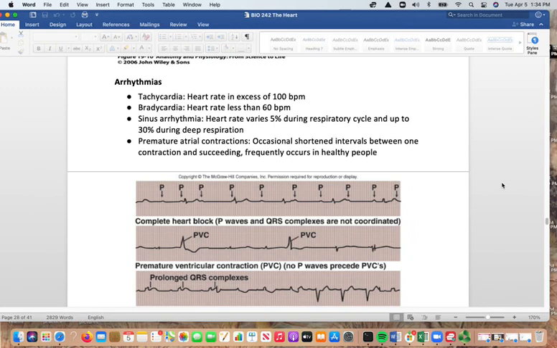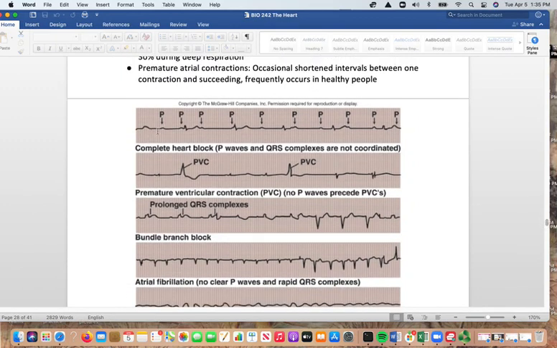So when we see sinus arrhythmia, the heart rate varies about 5% during the respiratory cycle, and it can vary up to 30% during deep respiration. With premature atrial contractions, we'll see the occasional shortened intervals between one contraction and succeeding ones, and this can occur in healthy people.